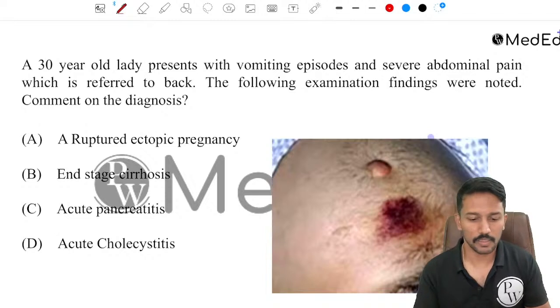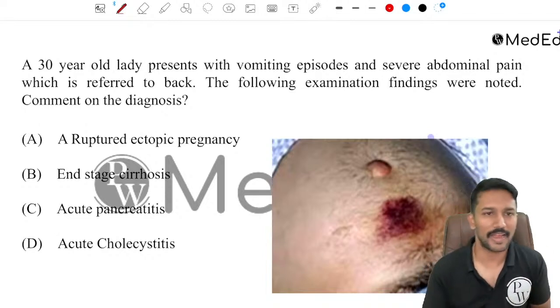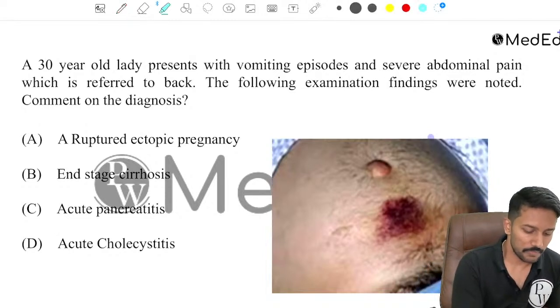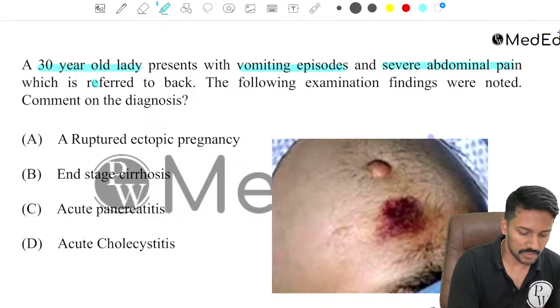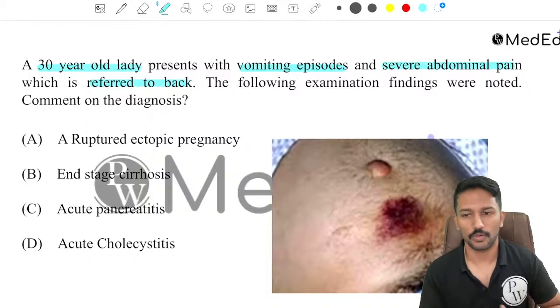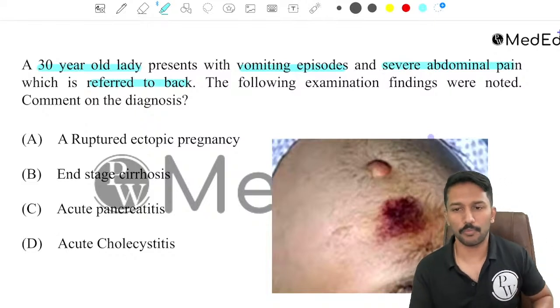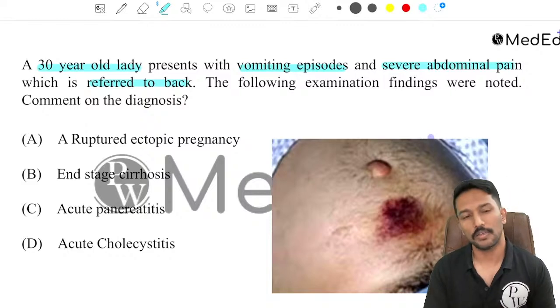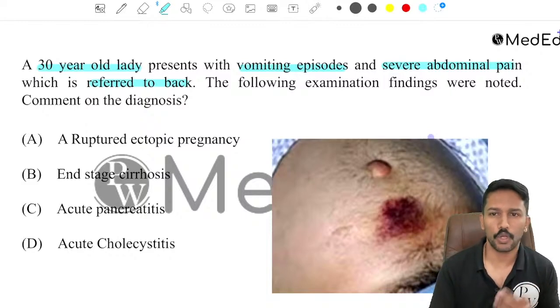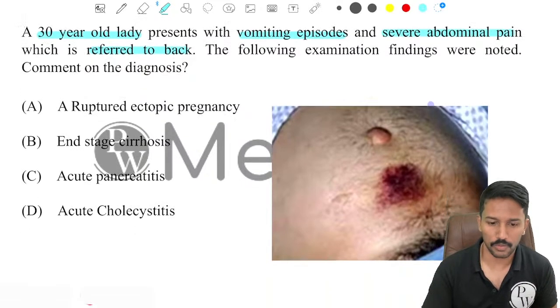Now, this is again a question which falls between surgery and medicine. In this question, we have a 30-year-old lady who presents with vomiting episodes and severe abdominal pain, which is referred to the back. Abdominal pain referred to the back generally points towards pain originating from the stomach or the pancreas. Now, the following examination findings were noted. Comment on the diagnosis below.